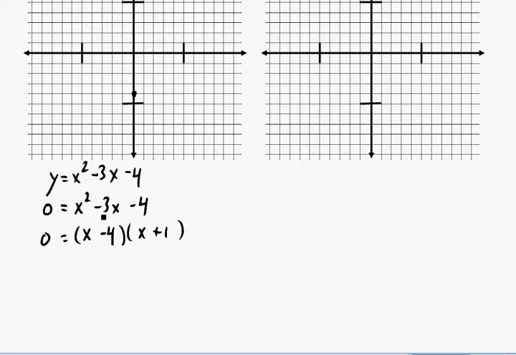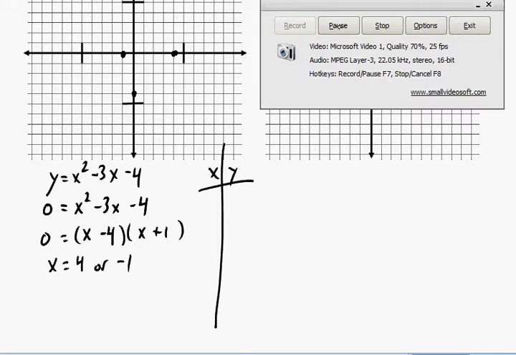So, that means that either x minus 4 equals 0, or x plus 1 equals 0, which means x equals positive 4, or x equals negative 1. So our x-intercepts are (4, 0) and (negative 1, 0). Now, to graph the rest of the parabola, I'm going to make myself a table of values. You can do this by hand by just picking some values of x and plugging them into the equation, or you could use your graphing calculator to expedite the process.